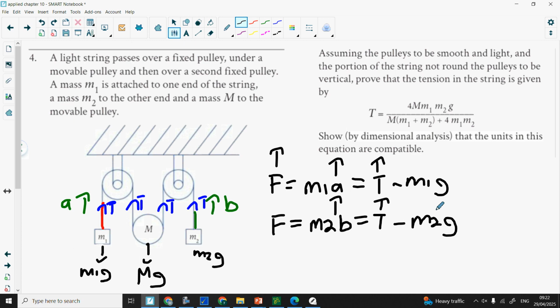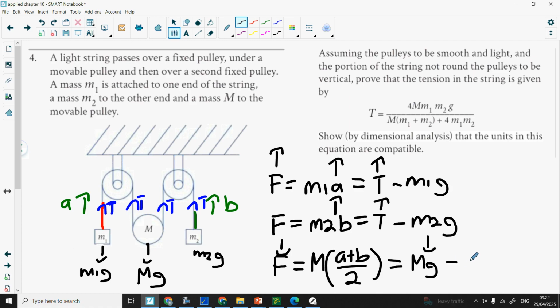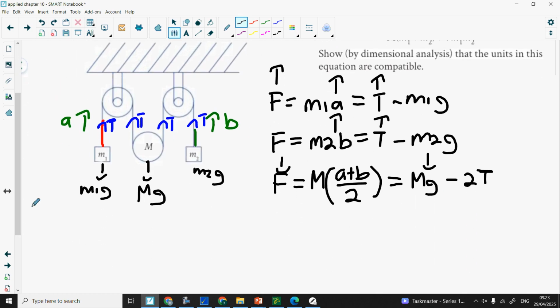Now what about the big one? The force is going downwards, which is M times (a plus b) all over 2, which in turn equals what's causing us to go downwards: Mg minus 2T. Now, also what we want to do is lock up the tension. We don't necessarily want to get rid of the tension, we want to preserve it.